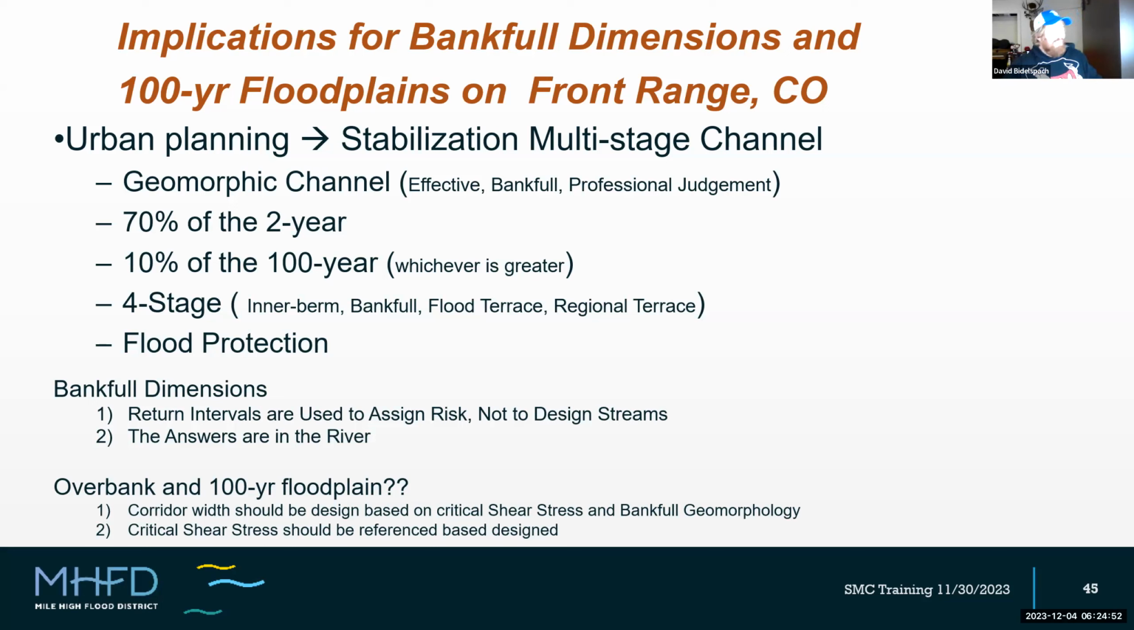But one of the things that they came up with is they want to look at channel size as a percent of a recurrence interval because it's easy. And I think we're at the point where that's going to go away from the Mile High Flood District soon. But what they look at is to say, okay, give us 70% of the 2-year discharge or 10% of the 100-year discharge, whichever one's greater. And with a change of the 2-year discharge or the 100-year discharge, this geomorphic channel is going to change in size.